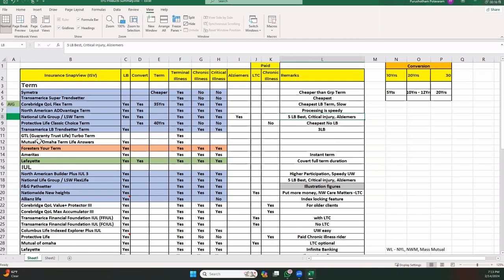Okay. GTL and Mutual of Omaha, I have not done a lot. I can say it is there in our portfolio. Foresters, when people have diabetes and different scenarios, it is very good. When no company is offering coverage, try with them. You could get a coverage, especially when people have high levels of diabetes.